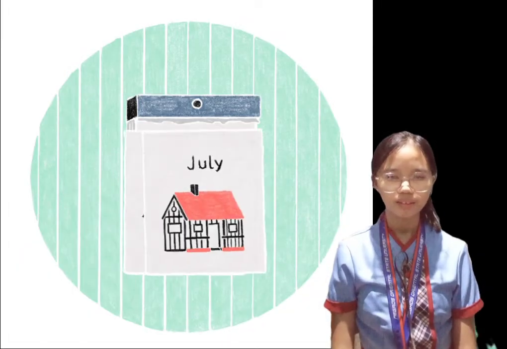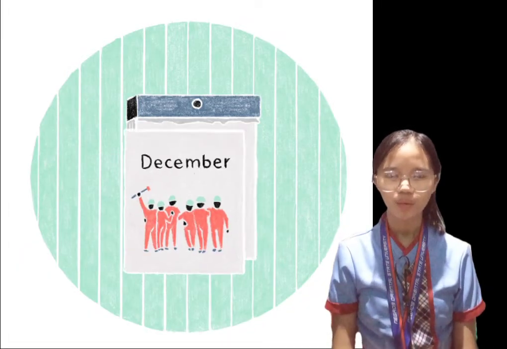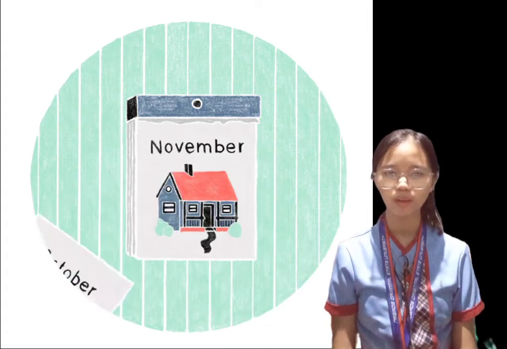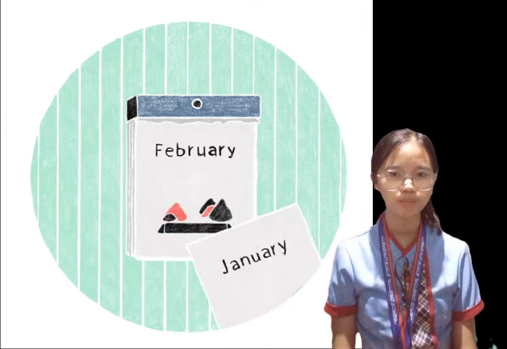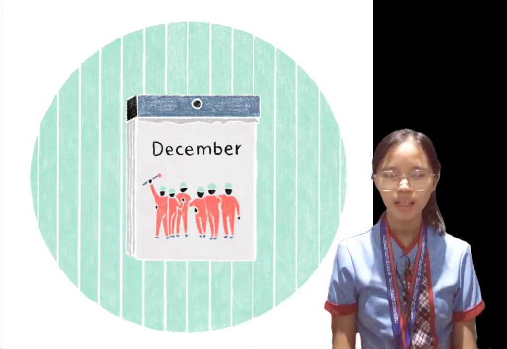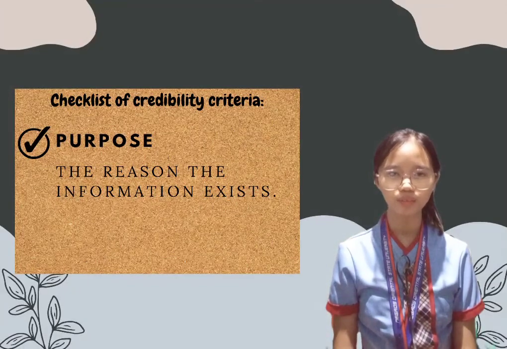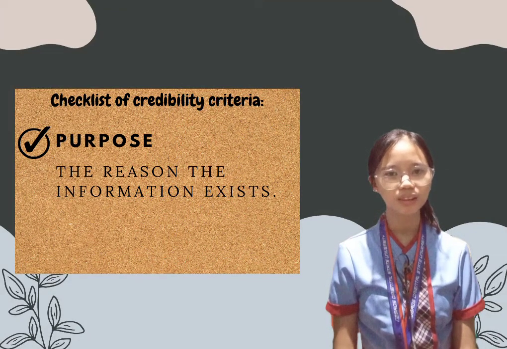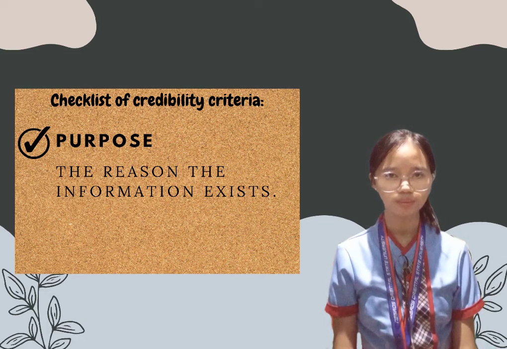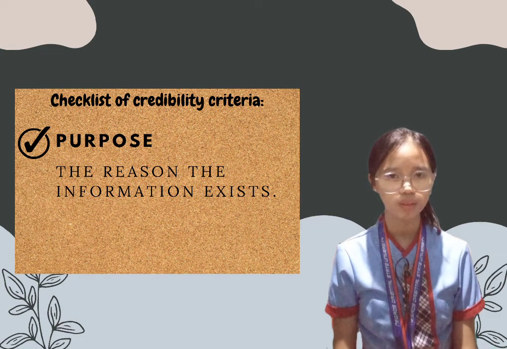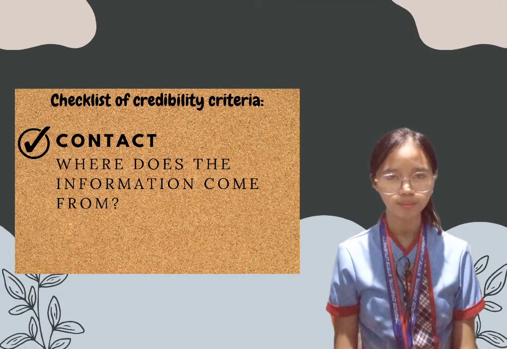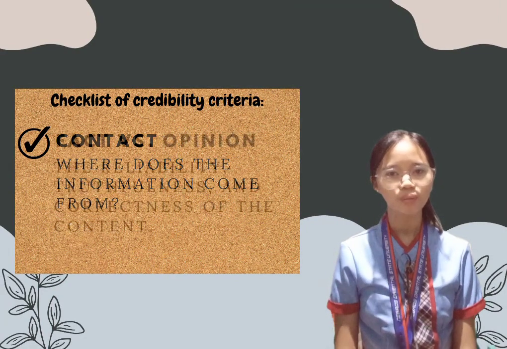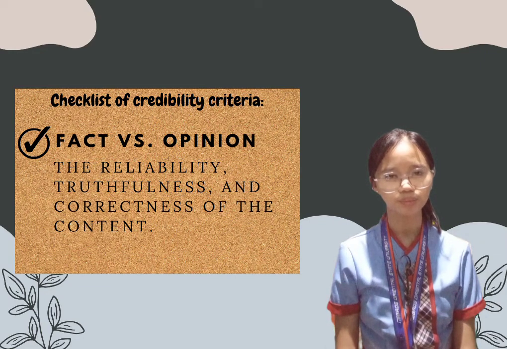Second, date, the timeliness of the information. When was the information published or posted? Has the information been revised or updated? Is the information current or out of date for your topic? Third, purpose, the reason that the information exists. What is the purpose of the information? Does the source want to inform, to teach, to sell, or to persuade? Fourth, content. Where does the information come from?